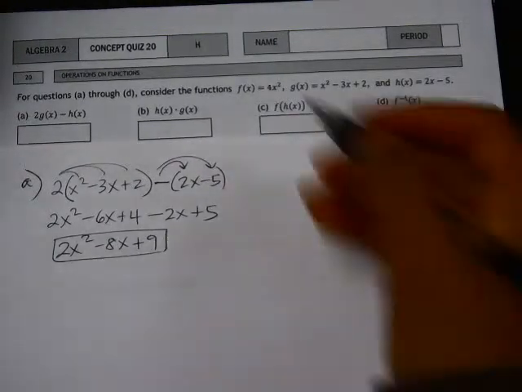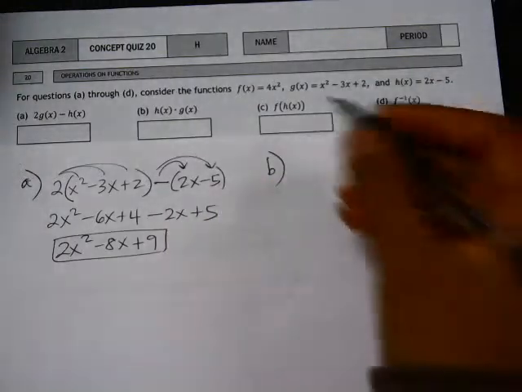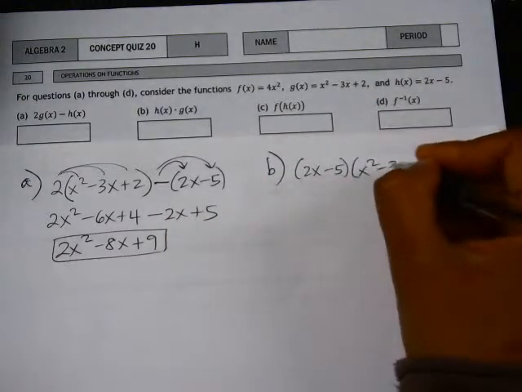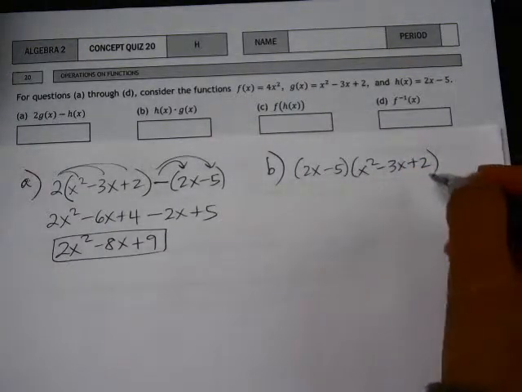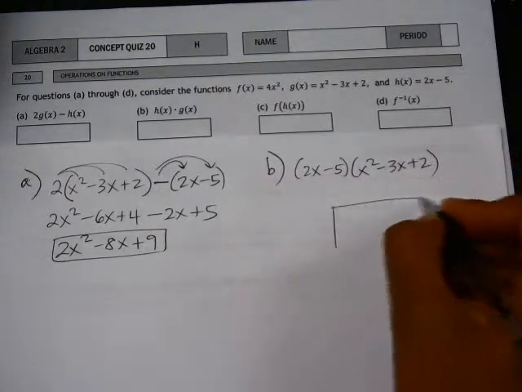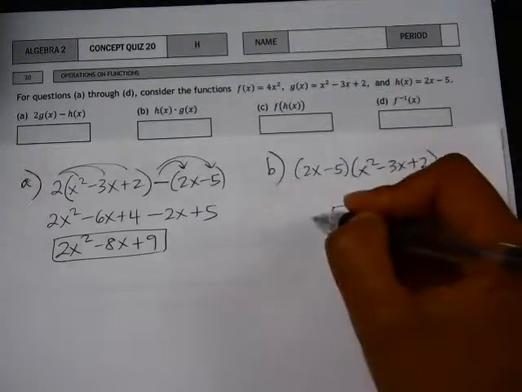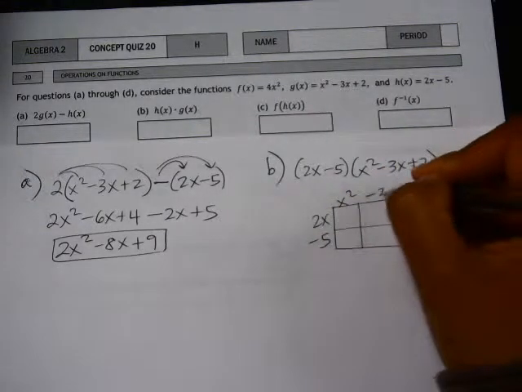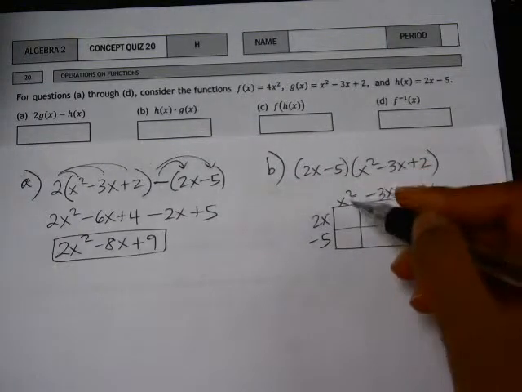Alright, on part B, we're multiplying h of x times g of x. So we have 2x minus 5 multiplied by x squared minus 3x plus 2. So if you need a way of organizing your multiplication, you can always make a rectangle with 2x minus 5 on one side and then the x squared minus 3x plus 2 on the other side, and then multiply all the terms.